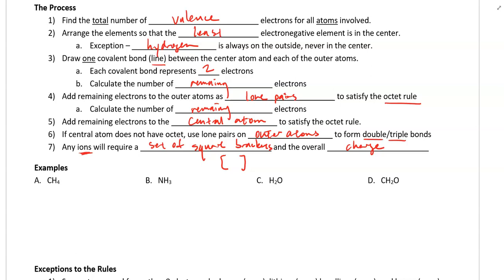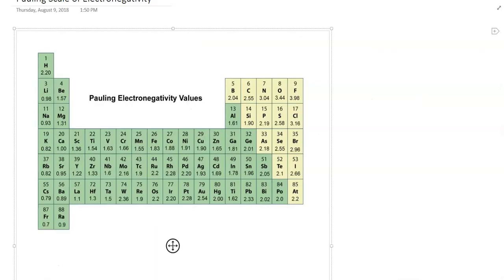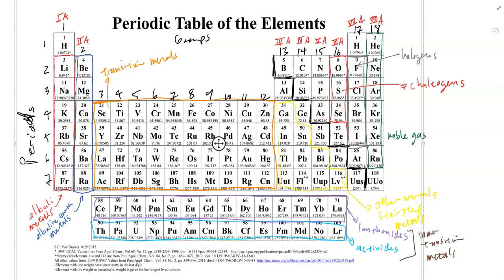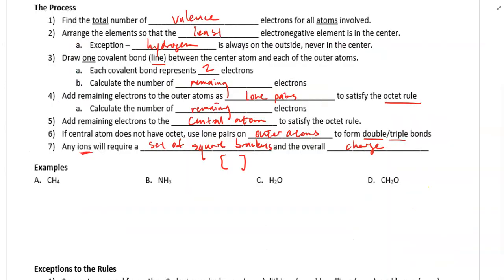Let's start with part A, CH4. Our friend CH4, this one, we're going to start off by looking at the total number of valence electrons. All right, so let's go back to the periodic table. Let's look at our valence electrons for carbon. All right, carbon is right there. Carbon is in group 4A, so it has 4 valence electrons.